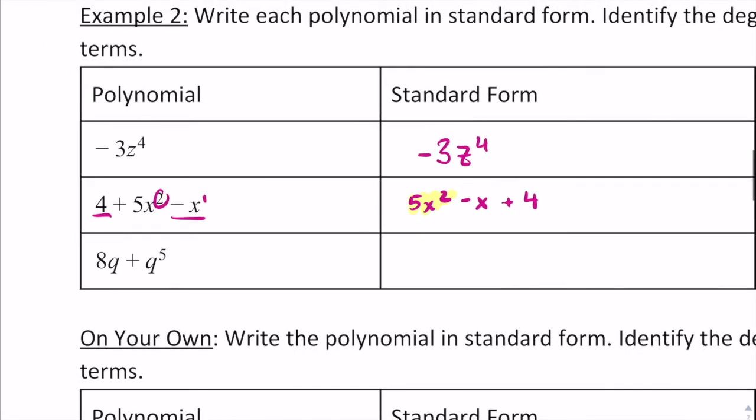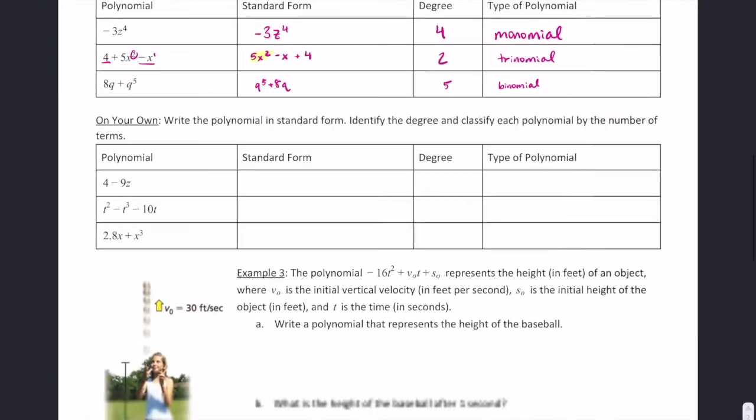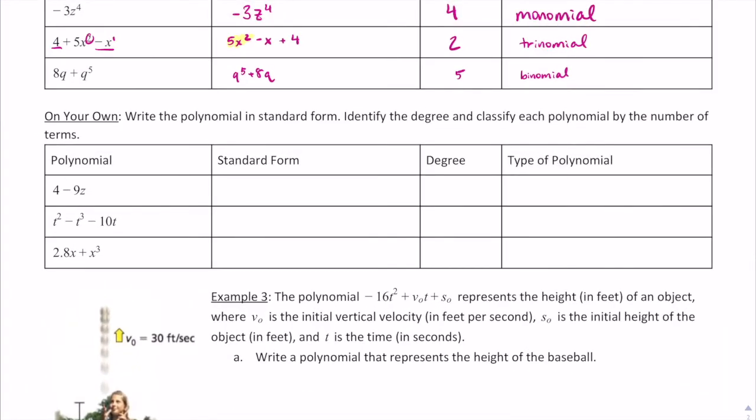Okay. This next one should be an easier one, right? Take a look at my exponents. I have q to the 5th plus 8q. This is a 5th degree polynomial. The first term has a degree of 5. And this is a binomial. Okay, why don't you guys try this next one on your own.